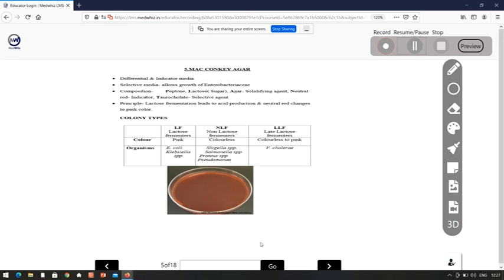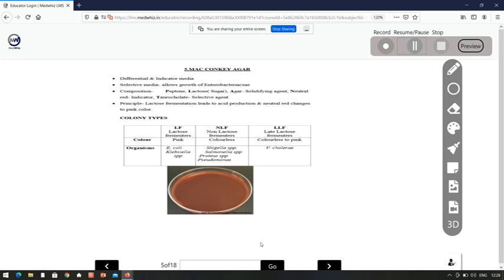Next we have MacConkey agar. It is a differential and indicator media. Why do we call it differential media or indicator media? This MacConkey agar can differentiate between lactose fermenters and non-lactose fermenters clearly by producing two types of colonies. For lactose fermenters, it produces pink colored colonies. In case of NLF, or non-lactose fermenters, it produces colorless colonies. So it facilitates us to differentiate between lactose fermenters and non-lactose fermenters. That's why this media is called differential media.